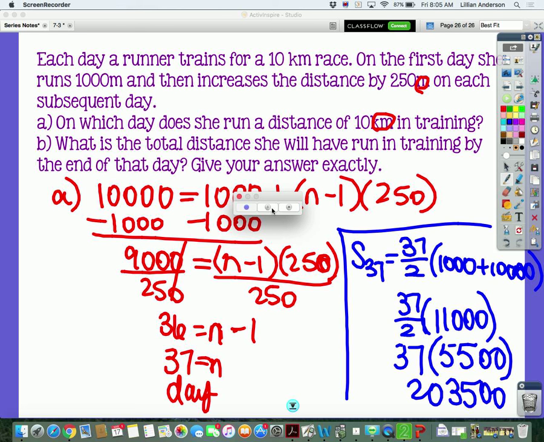And so yeah, your applications are pretty straightforward. You just got to know which formula to use and then go from there.